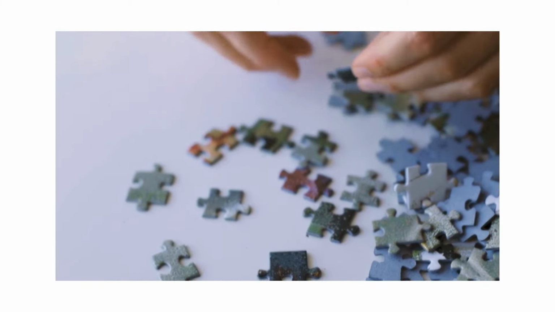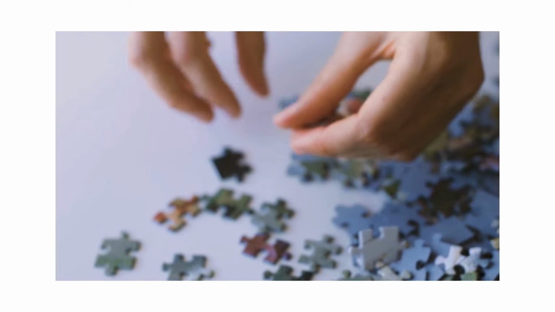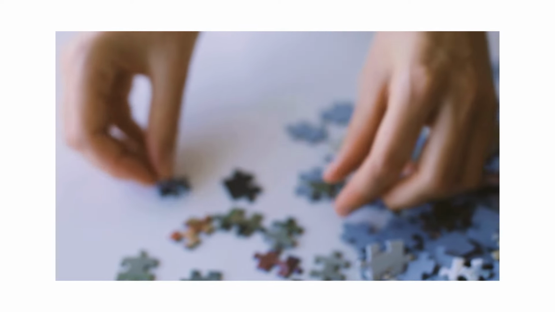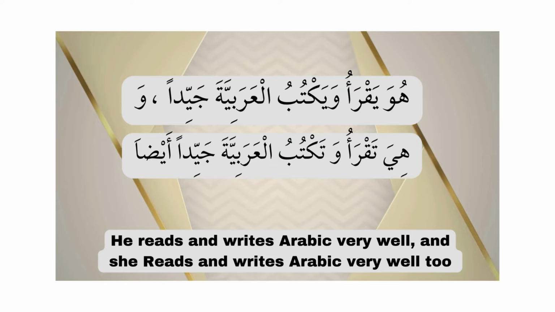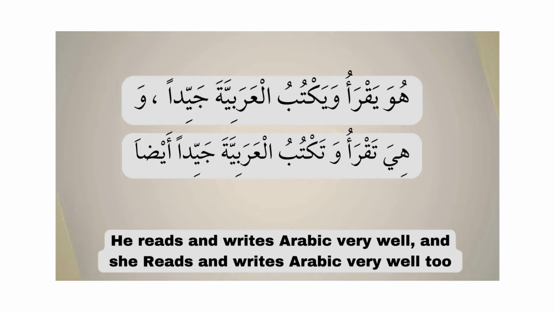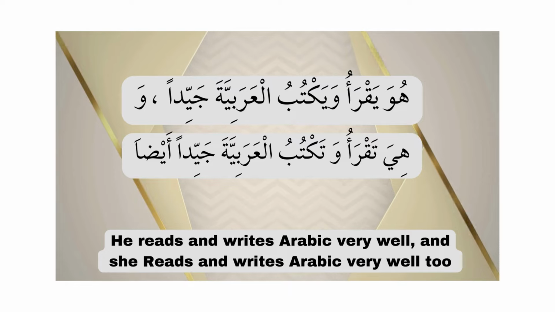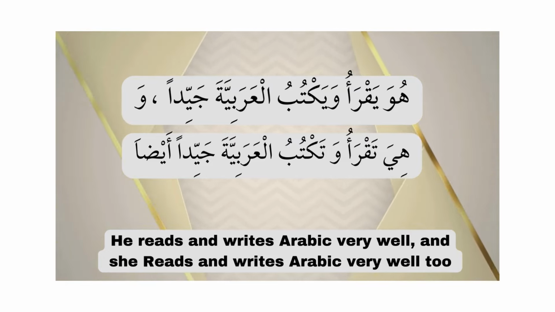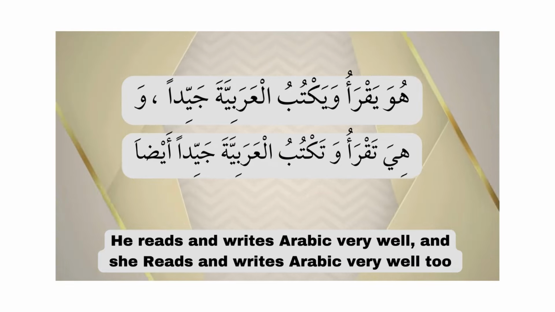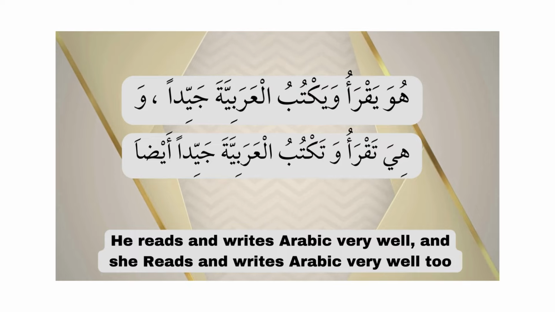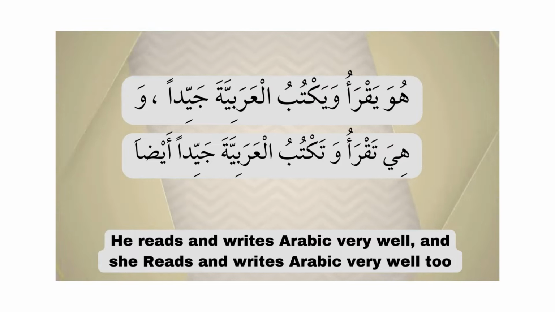Now let's use the verbs that we learned so far with the pronouns هو and هي in one sentence. Listen carefully. هو يقرأ ويكتب العربية جيدا. وهي تقرأ وتكتب العربية جيدا أيضا. Which means he reads and writes Arabic very well. And she reads and writes Arabic very well too. And the word أيضا means too or as well.